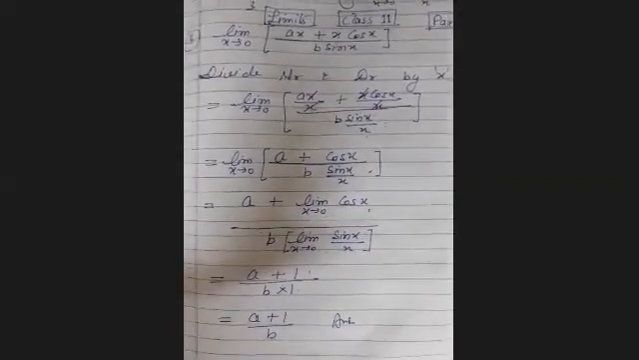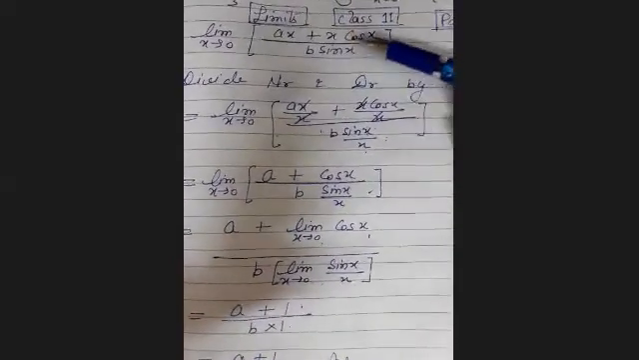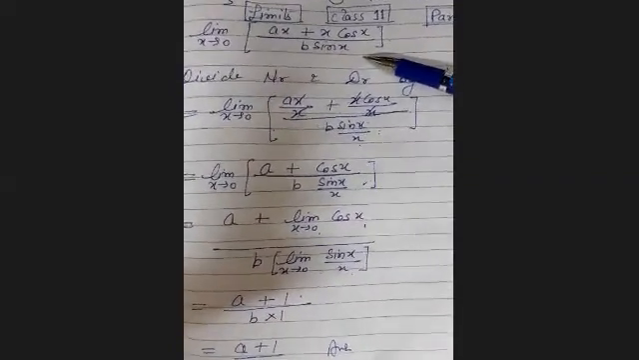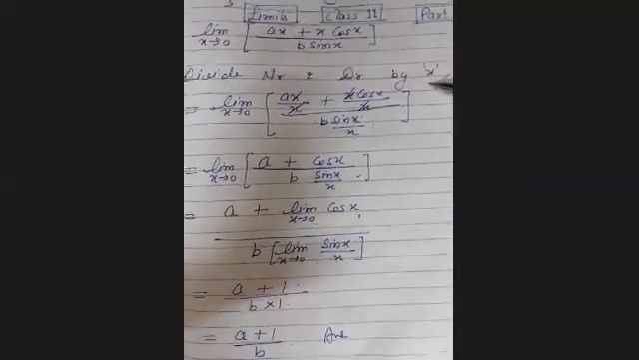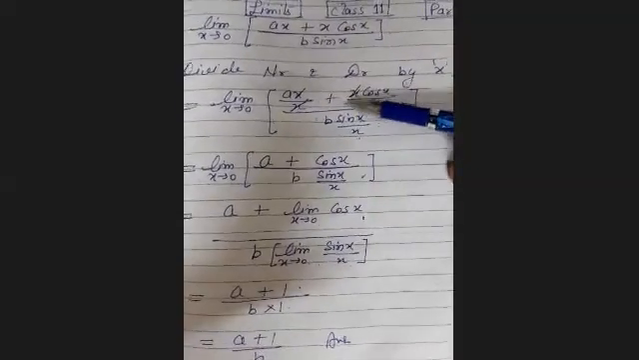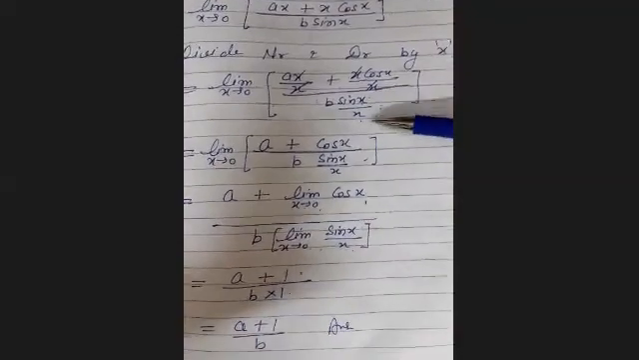13.1. Now, the question is limit x tends to 0, (ax plus x cos x) upon b sin x. In this question, we have to find the limit. We are dividing numerator and denominator by x. By dividing it, we are getting a plus cos x upon b sin x upon x.